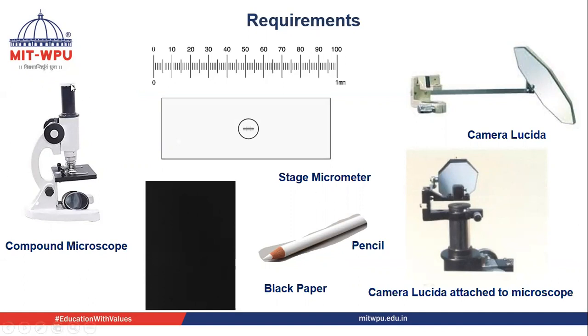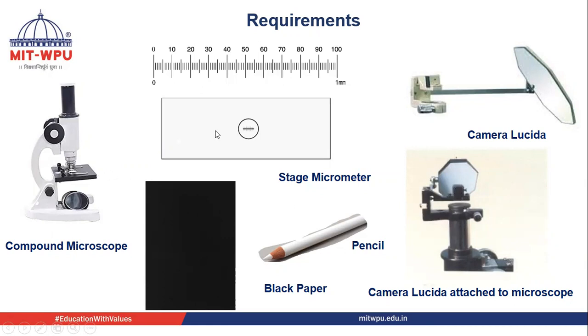So this is the eyepiece. We have to remove the eyepiece first and then insert this camera lucida. Camera lucida has three parts: this is the attaching ring, this is the prism, this is the mirror. As shown in this diagram, with the help of the attaching ring we have attached the camera lucida, and this prism should be parallel to the eyepiece and should touch the eyepiece. As we can see, the gap between eyepiece and prism should not be there. It should touch completely to the eyepiece.